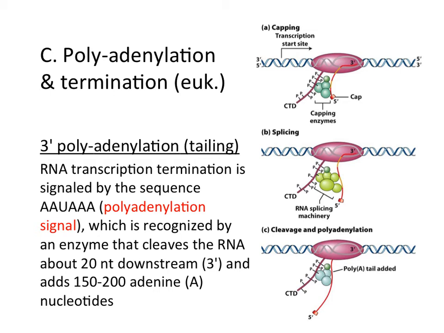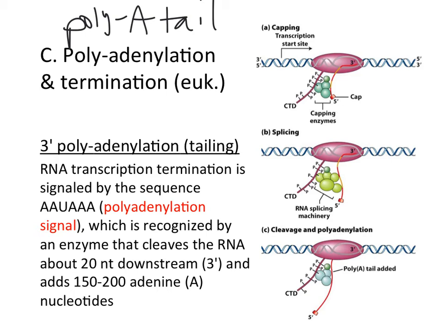So there are two things that happen at the end of eukaryotic transcription. Both termination and the polyadenylation, the poly-A tail, get added essentially at the same time. So two things happen. There's a specific sequence. This is another one that you should remember.